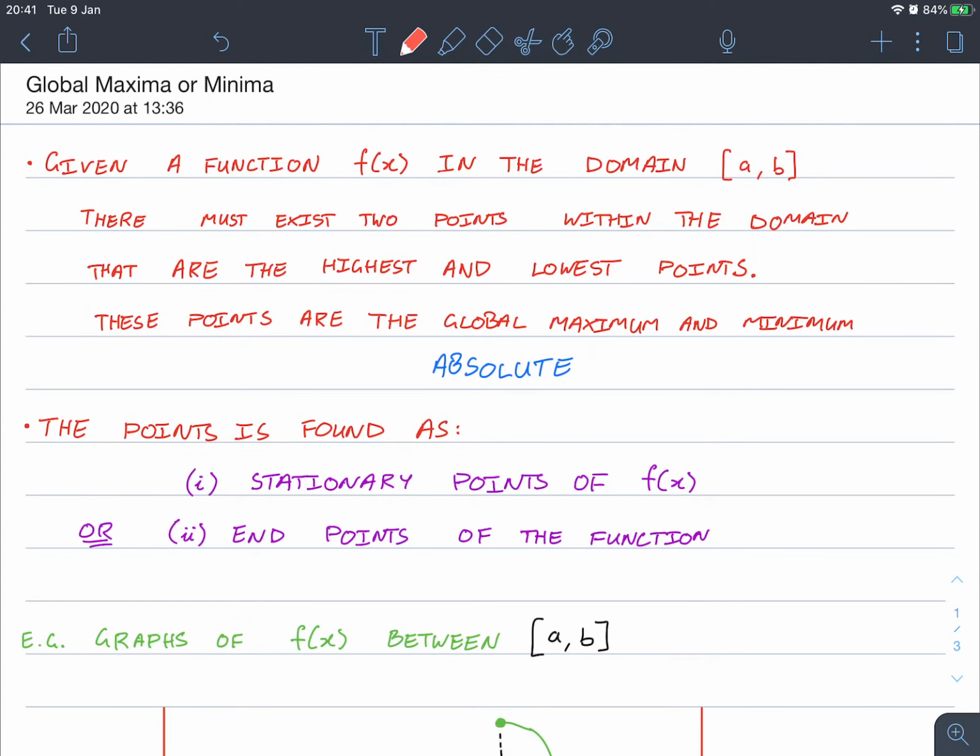Now this highest point here is the global maximum, global max, or absolute max, and this point here is the global min, global minimum, or absolute minimum. Here's another example here.